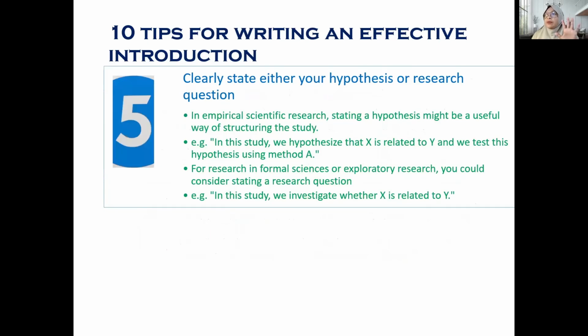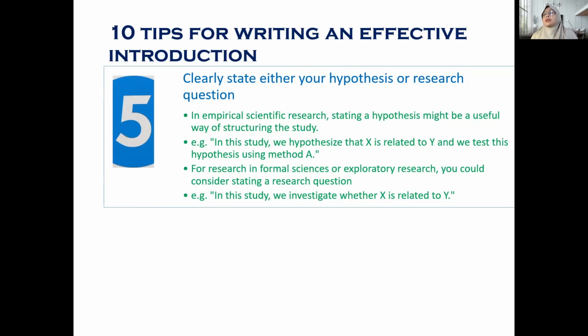Okay, number 5. Clearly state either your hypothesis or research question. In empirical scientific research, stating a hypothesis might be a useful way of structuring the study. For example, in this study, we hypothesize that X is related to Y, and we test the hypothesis using method A. For research in formal science or exploratory research, you could consider stating a research question. For example, in this study, we investigate whether X is related to Y.